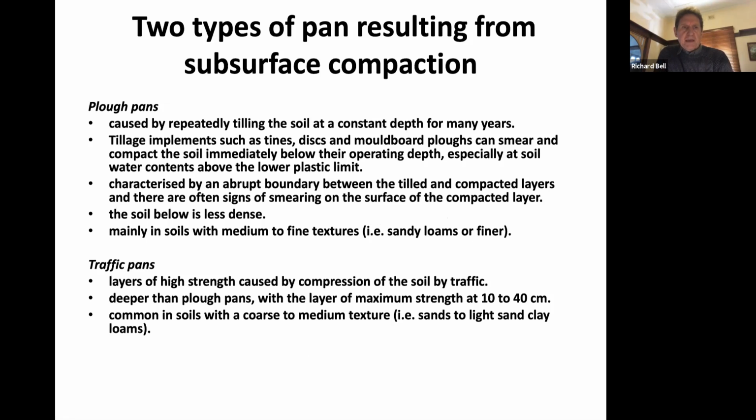Then the traffic pans, these mostly come from just the compression of the weight of machinery that leads to a layer of very high strength, normally 10 to 40 centimetres into the soil profile. And that is more common in sandy and loamy soils than it is in other textured soils.